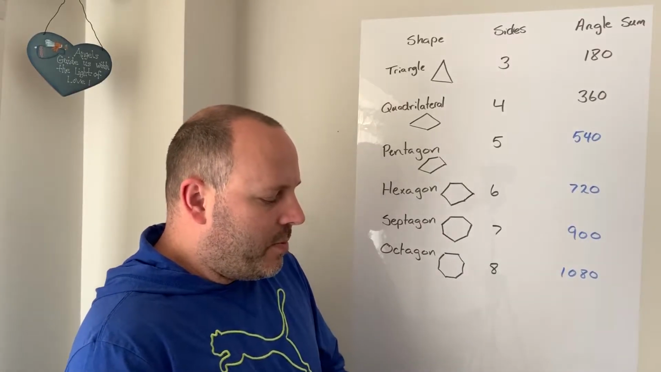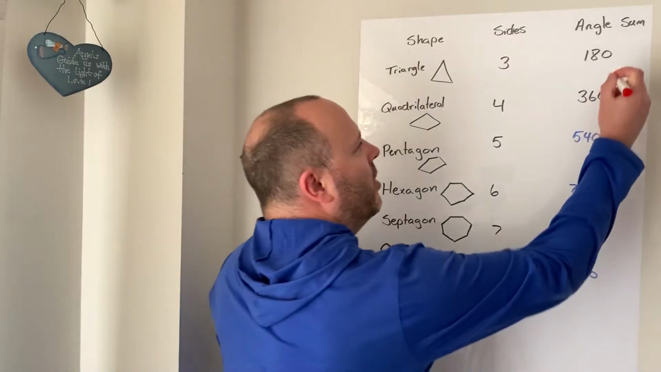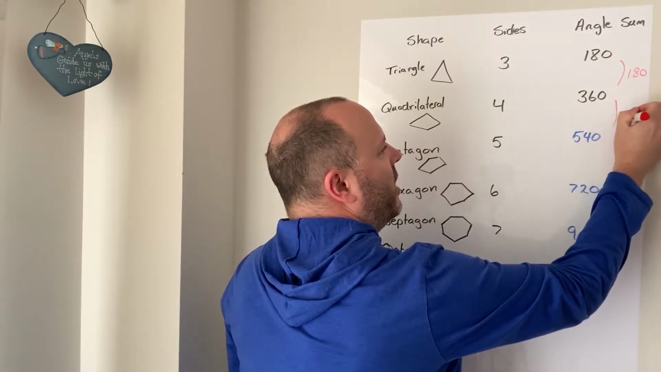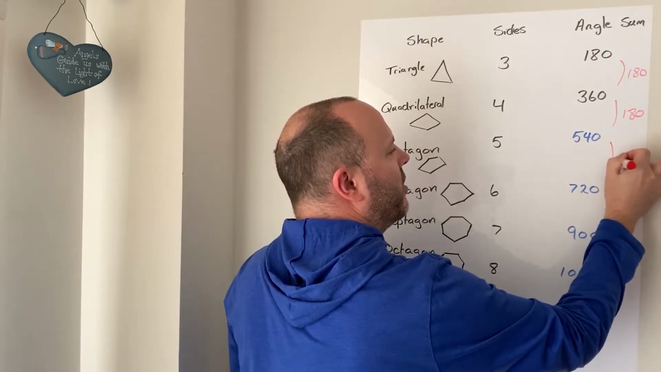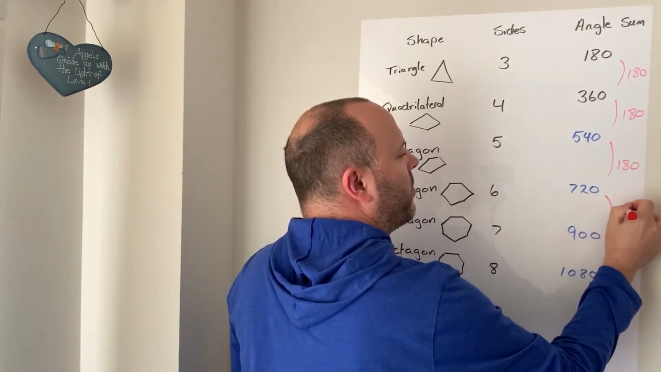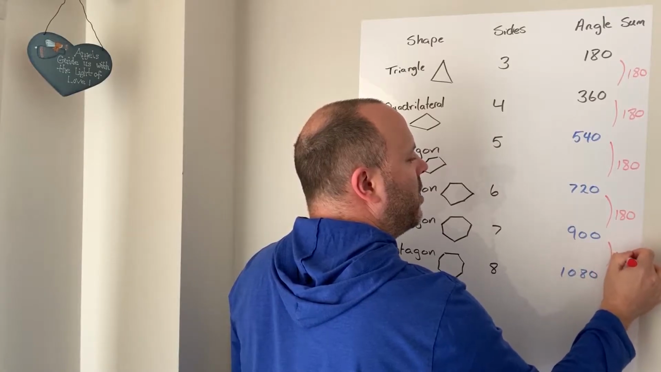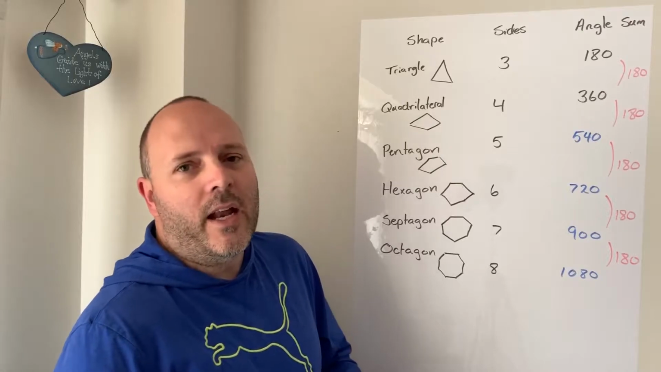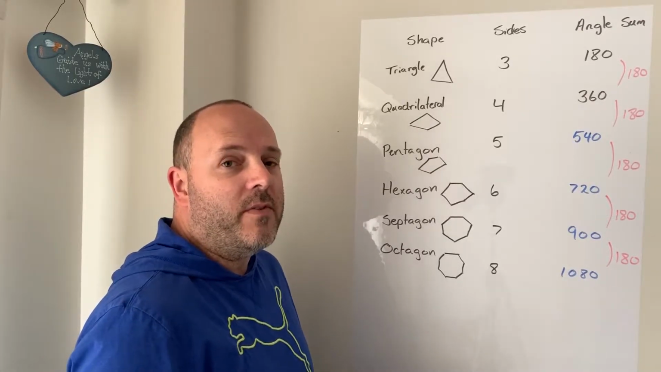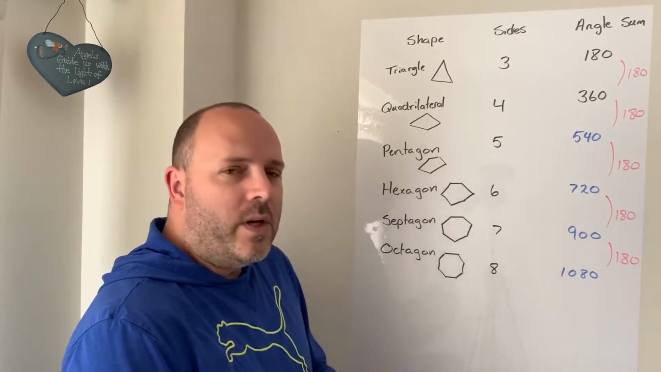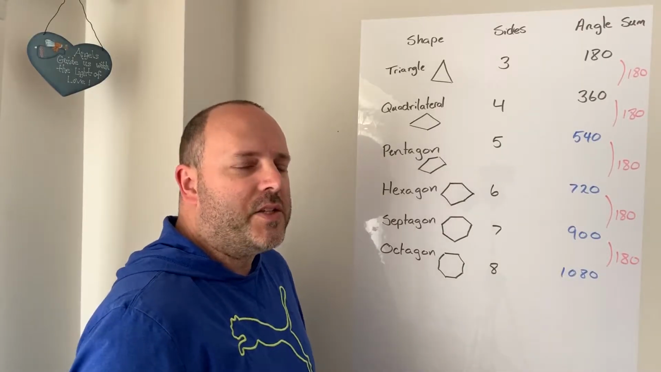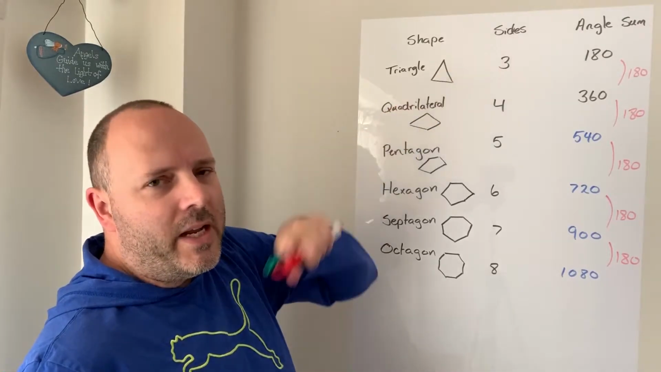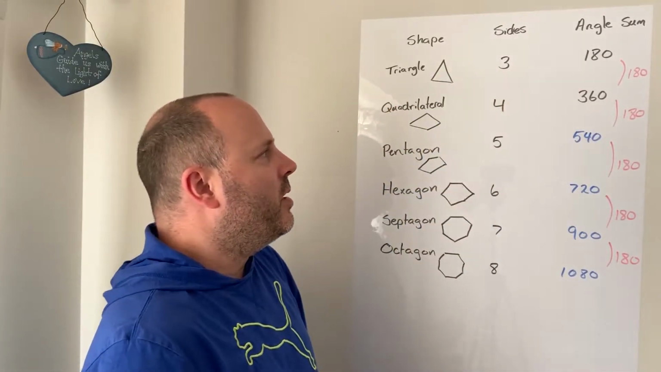So you can see that there's a pattern forming in this table, right? It seems like it's always 180 degrees more when I add another side. And that pattern just keeps going. Every time I add a side, I add another 180 degrees to the sum of the interior angles. So if I wanted to try and write down a formula for that sum, I would say that it's the number of sides minus 2 times 180 degrees.